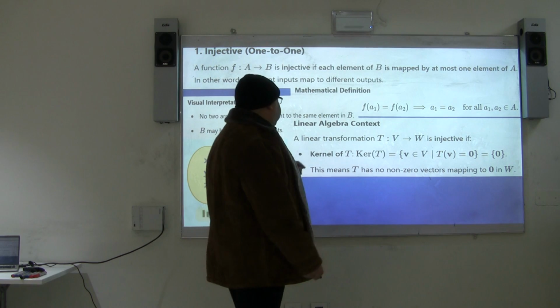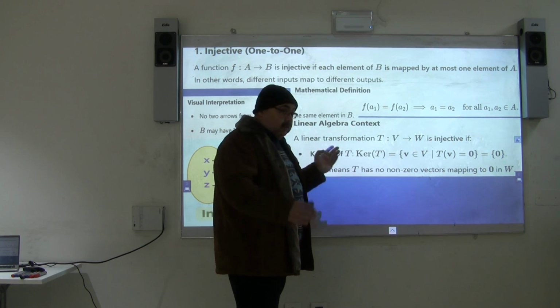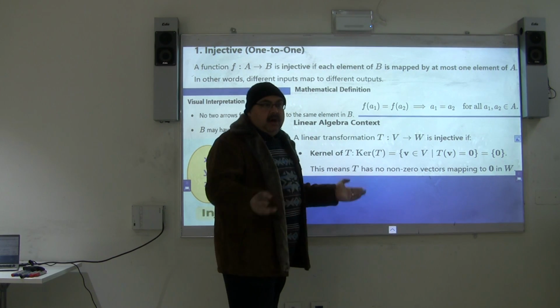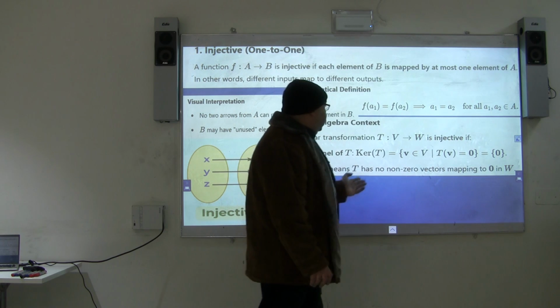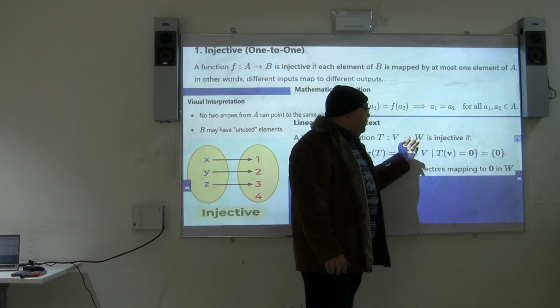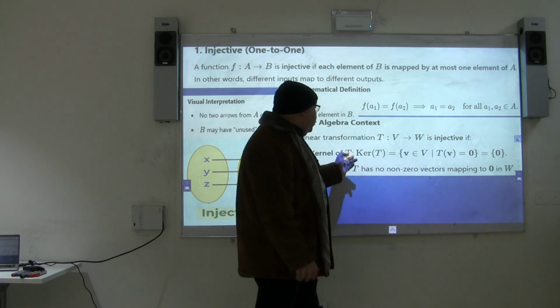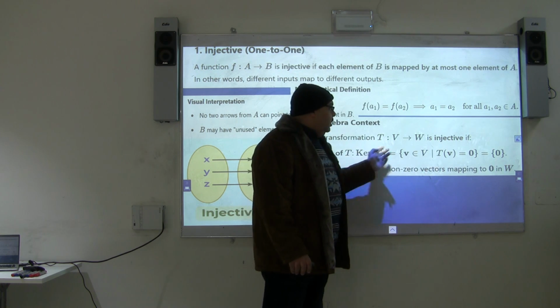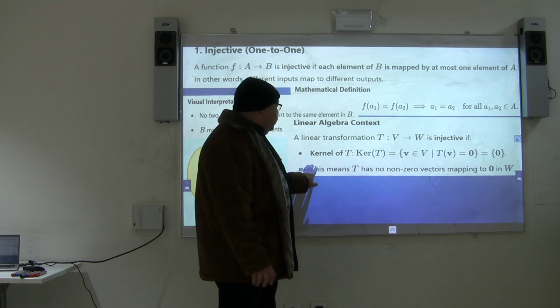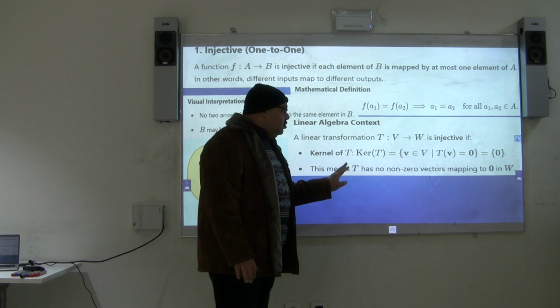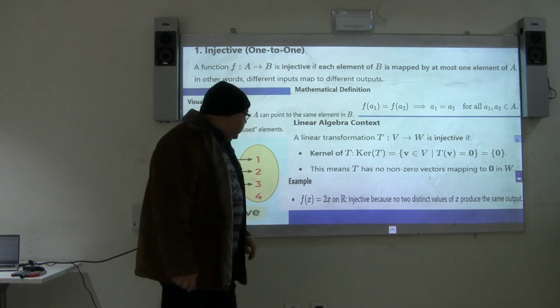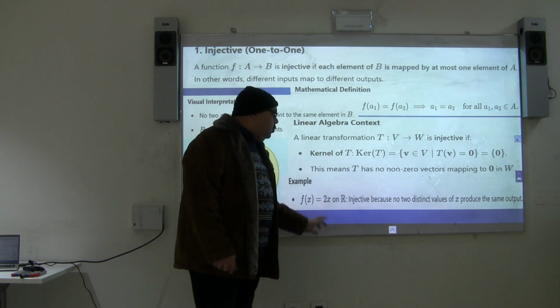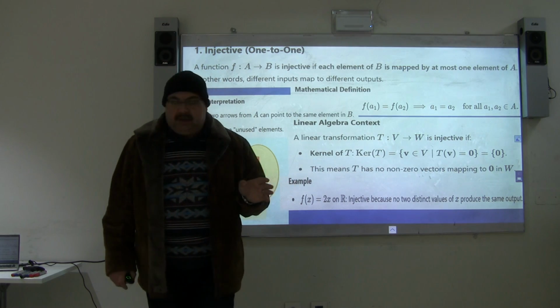So that's the definition of a linear transformation, and as we know, functions are linear transformations. T from V into W is injective if the kernel of your function is equal to the origin, which means T maps only the zero vector to 0. For example, f of x equal to 2x is of course an injective function.